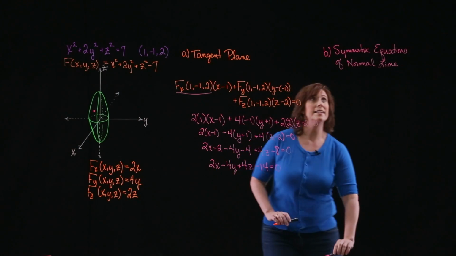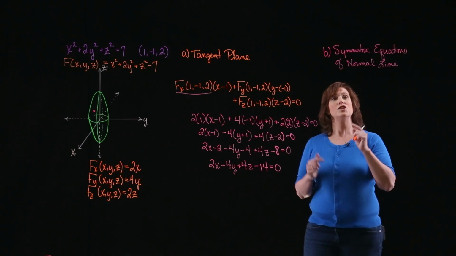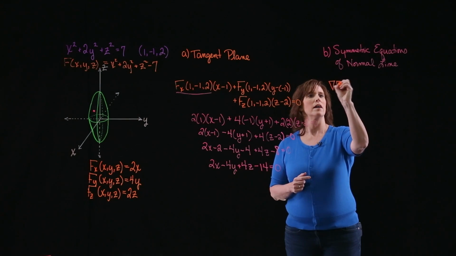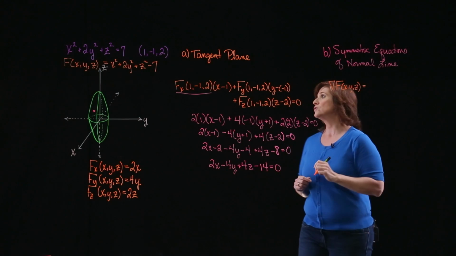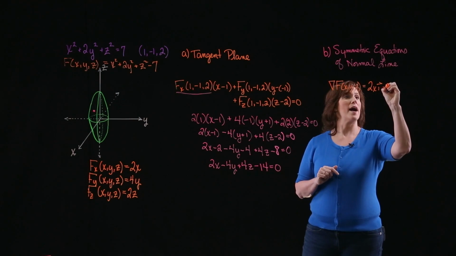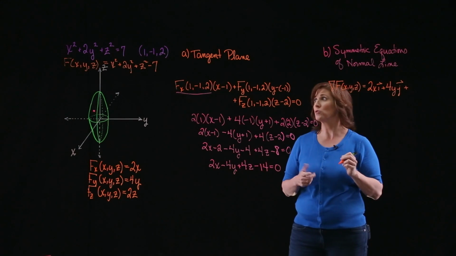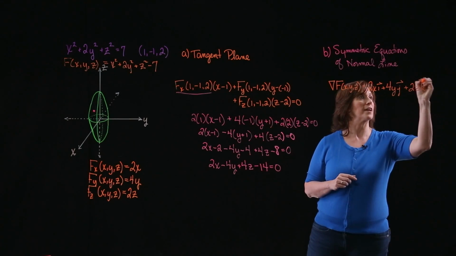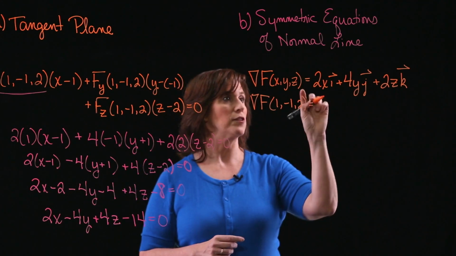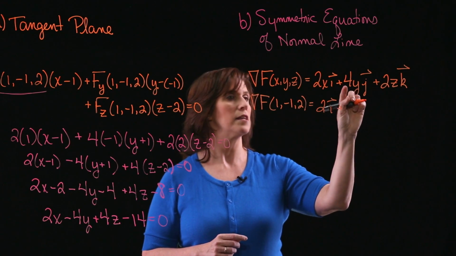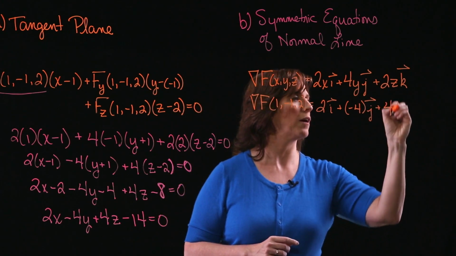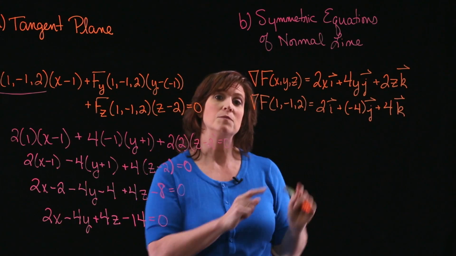Now I'm ready to move on to the symmetric equations of that normal line. The normal line has the same direction as the gradient of f, so let's calculate the gradient of f. The gradient of f is the partial with respect to x, 2x, times vector i, plus the partial with respect to y, 4y, times vector j, plus the partial with respect to z, 2z, times vector k. At the point (1, -1, 2), that's 2 times 1, or 2, times i, plus 4 times negative 1, so negative 4, times j, plus 2 times 2, so 4, times k. Remember, this gives me the direction.